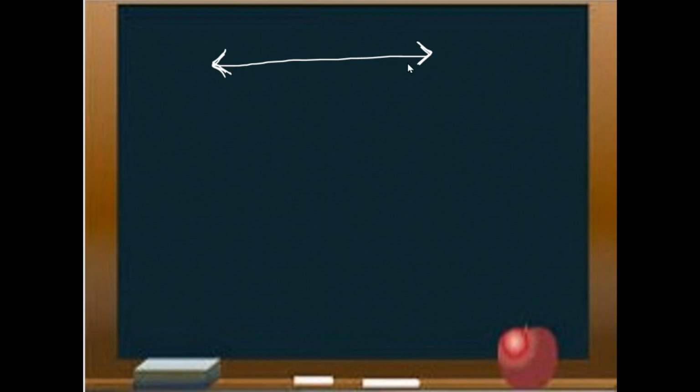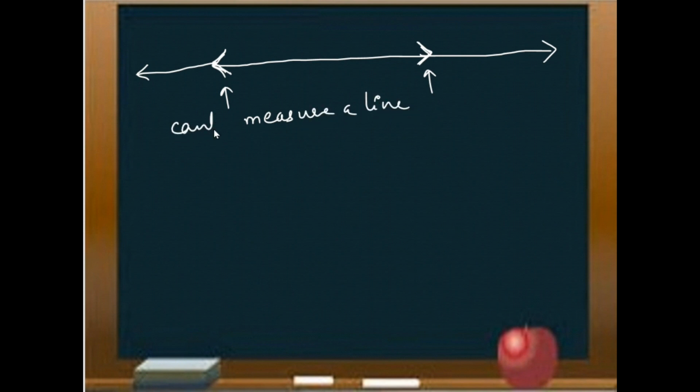Okay. Now, what do these two arrows indicate? That I can extend the line as much as I want from both the sides. That's the reason you have those two arrows. That is also the reason you can't measure a line. You can't measure a line. Why? Because it is never ending. It just goes on extending on both the sides. So this particular figure is called a line.